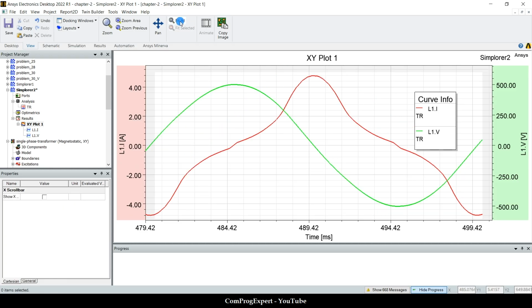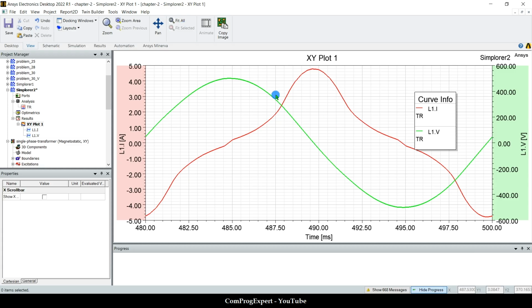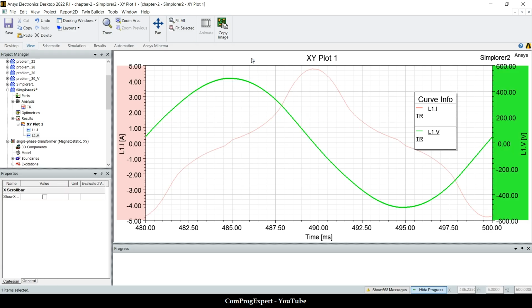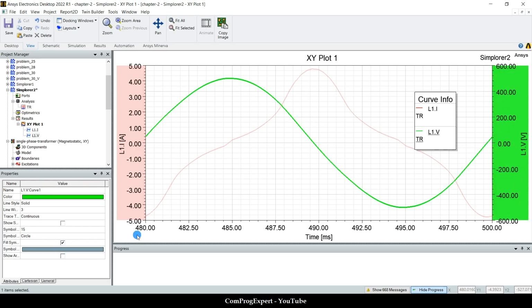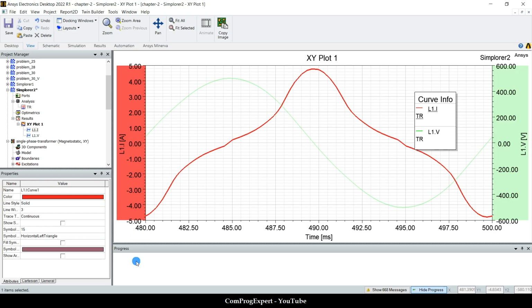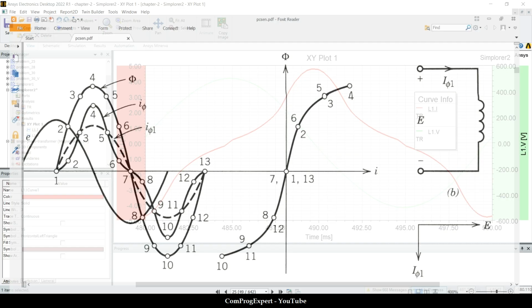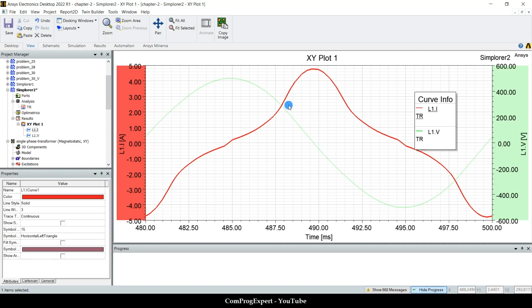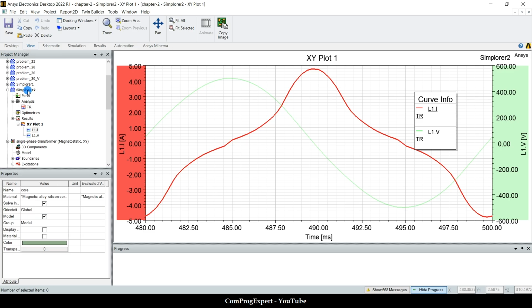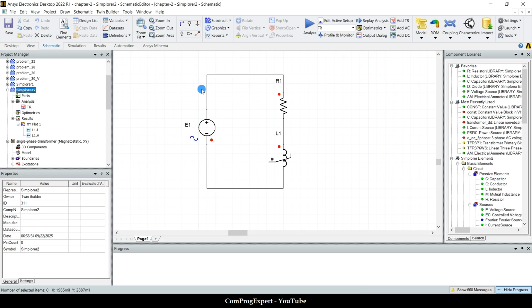And also here you can see the waveform of the voltage. In this case, we are applying a sinusoidal voltage, but the current is not sinusoidal. Because of deep saturation and odd harmonics, you can see this waveform for the inductor current. So this is for this single phase case.